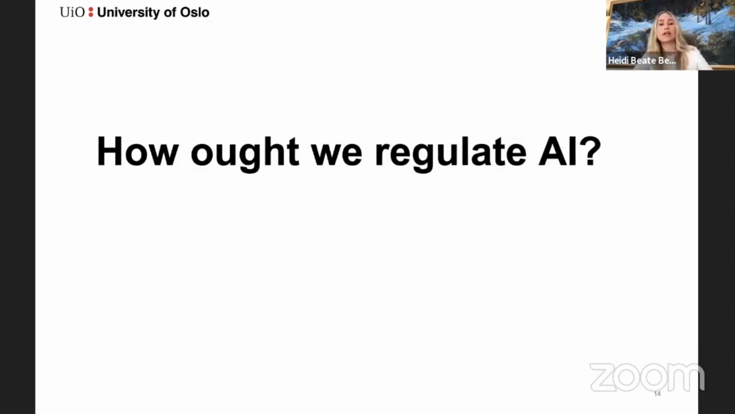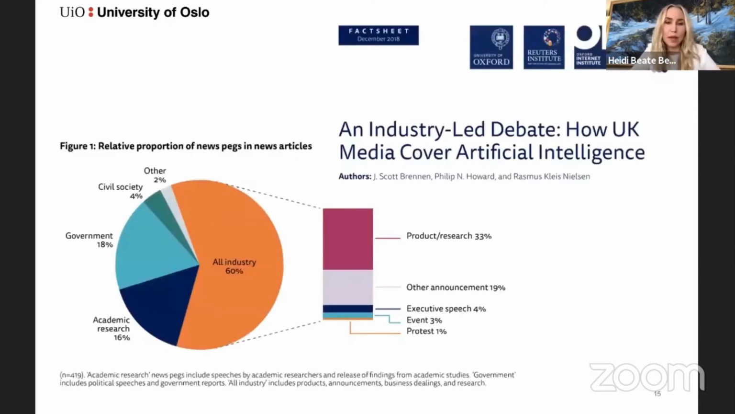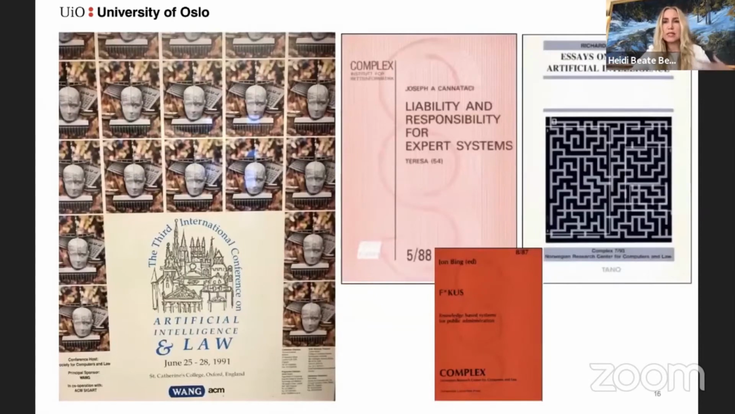So how ought we regulate AI? A British report showed that the British media coverage of AI is industry-led and thus agenda-driven. The report shows that less legal regulation is often encouraged, combined with threats that other parts of the world will get the upper hand and one's own country will miss out. So this creates this constant need for urgency in this field.